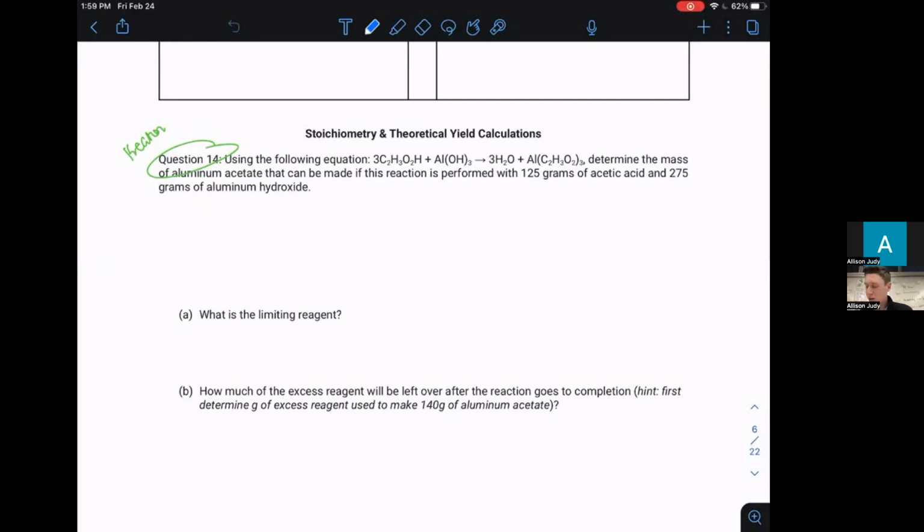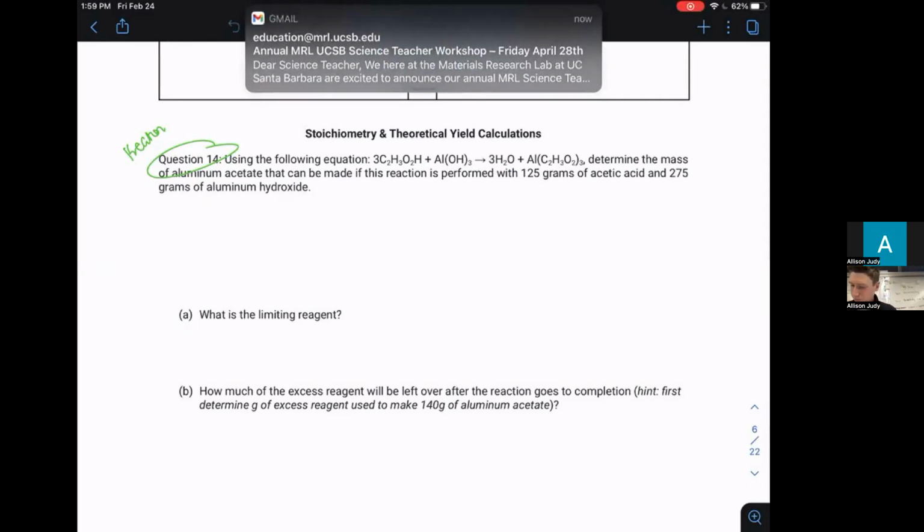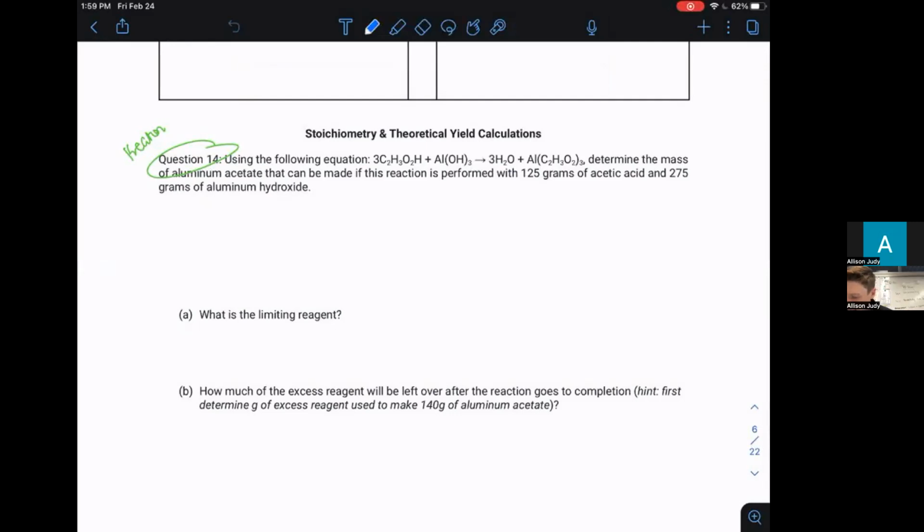So this one is nice enough to give you the equation. You don't even have to figure it out. So 3 C2H3O2H, I don't know what this compound is called, plus aluminum hydroxide, Al(OH)3, reacts to produce 3 moles of water and aluminum acetate. It's asking, what is the mass of aluminum acetate that can be made if this reaction is performed with 125 grams of acetic acid, so that is our first reactant, and 275 grams of aluminum hydroxide.